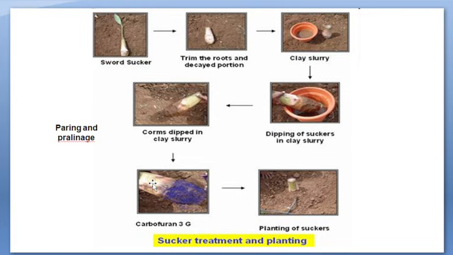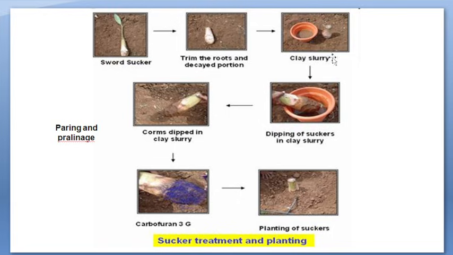Here what they will do is, first they will select the sword sucker, and cut the sword sucker at a height of 20 centimeter. They will remove all the leaves and excess parts. Then they will dip that sword sucker in a clay slurry. This clay slurry will cover the entire surface of the sword sucker, and it will avoid the burrowing of nematodes and nematode infestation.